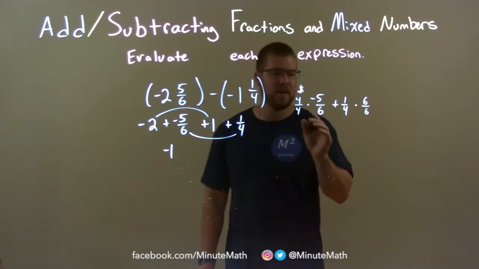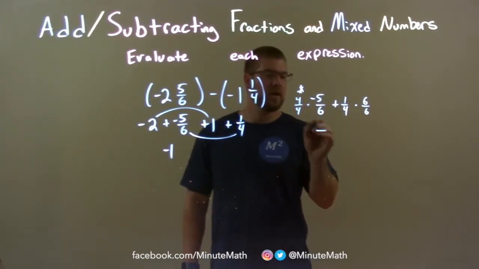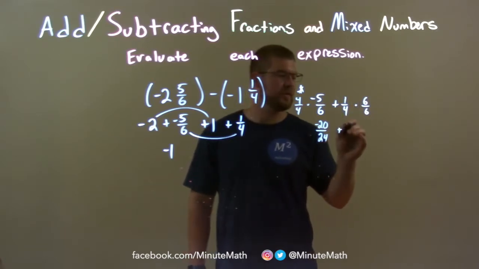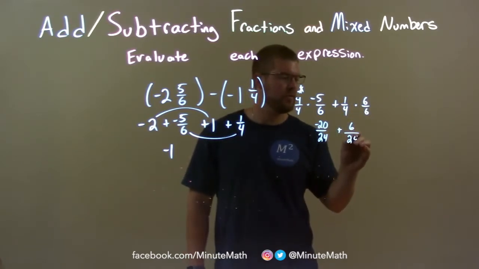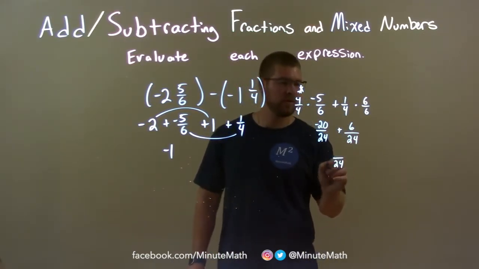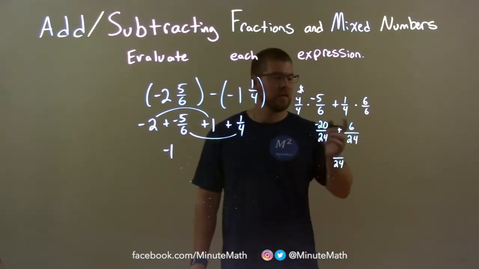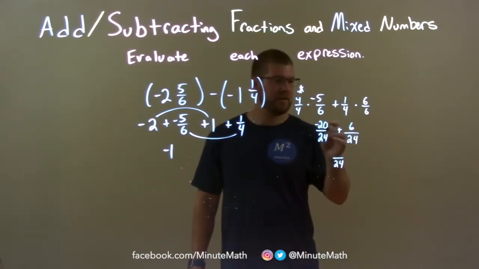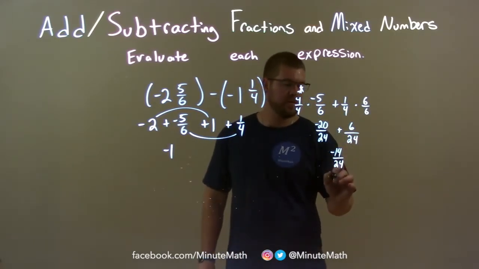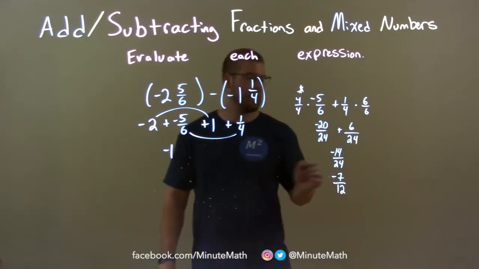What that allows me to have now is the same denominator. Alright, so the numerator, 4 times negative 5 is a negative 20, and 4 times 6 is 24. Okay? Plus 1 times 6 is 6, and 4 times 6 again is 24. So now when we add these two numbers together, we keep the denominator the same, 24, and the numerator, negative 20 plus a 6 is a negative 14. Okay, now both of these numbers are divisible by 2. So negative 14 divided by 2 is negative 7, and 24 divided by 2 is 12, and we cannot break this down anymore.